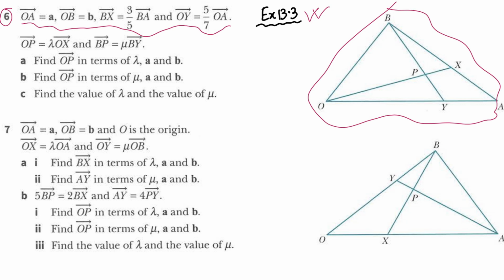Usually OA equals A is given. From here to there is the A given, and another one, OB equals B. So in this direction B is given here. That is the A whole thing, and another part is given: OX equals 3/5 of BA. BA is on the right side.